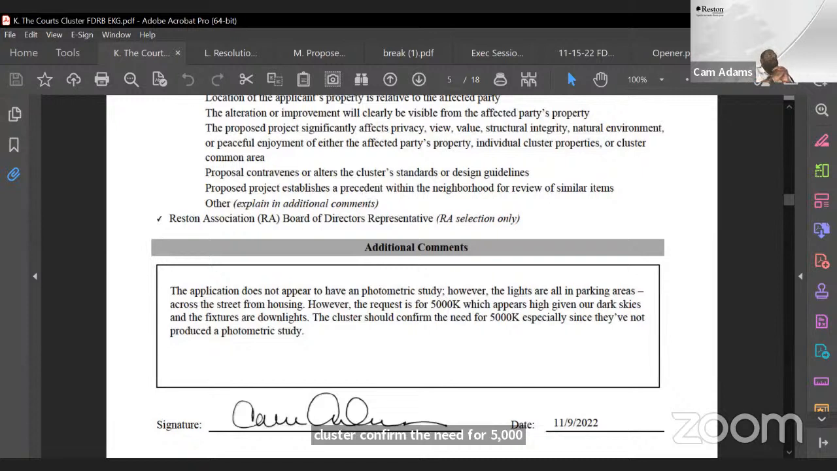And we are sympathetic to the expense related to a photometric study, but that generally is a requirement that the DRB does establish. So if the DRB were to review a request that did not have a photometric study, we would like to see some sort of established variance as to the reason why a photometric study is not required.